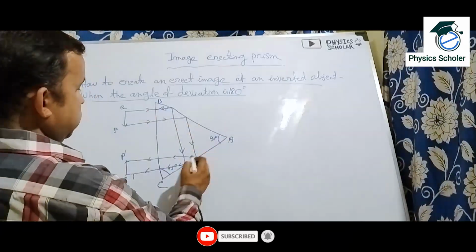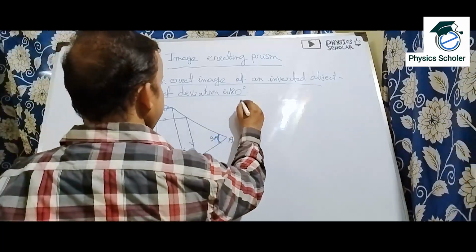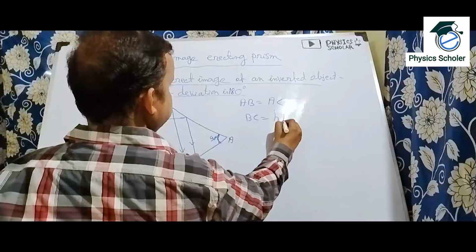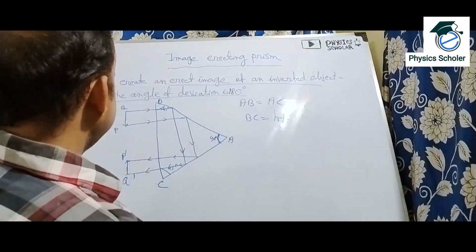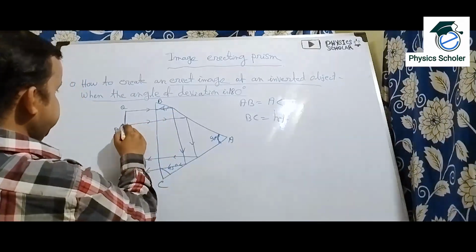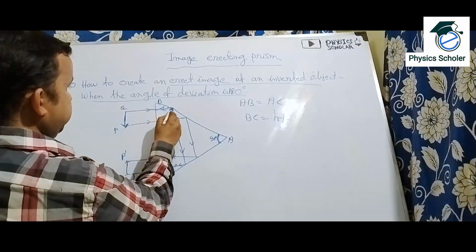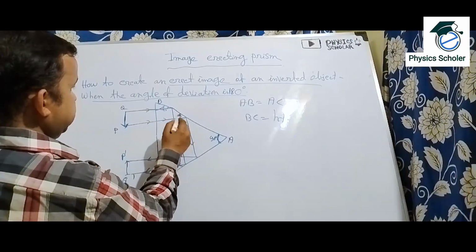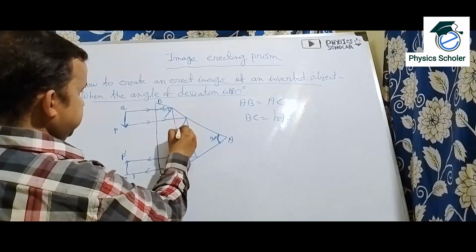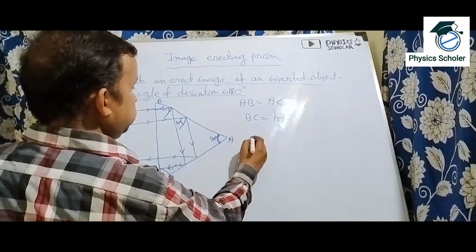This is also a right angle isosceles triangle. This angle is 90 degree. Here AB is equal to AC and BC is the hypotenuse. See the ray first. QP is the inverted object. Straight away it will fall on this surface AB. This angle will be 45 degree and this angle is also 45 degree. So what do we know? The critical angle of glass with respect to air is 42 degree.